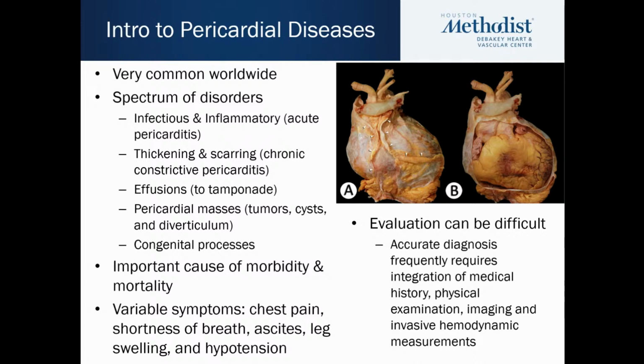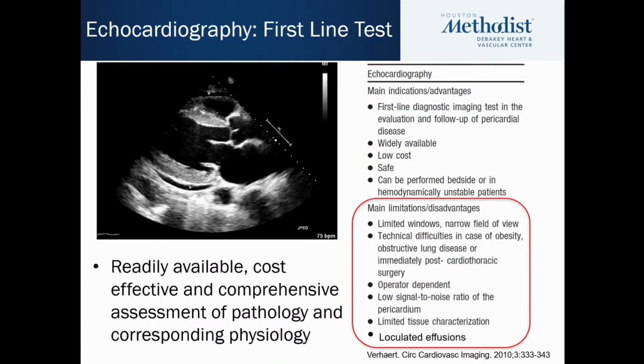Now, all of these diseases are an important cause of morbidity and mortality. They usually present with a variety of symptoms: chest pain, shortness of breath, and right heart failure symptoms being very common. And really it requires expert imaging, and the diagnosis will require an integration of all the information that you have: clinical, imaging, physical exam, and hemodynamics.